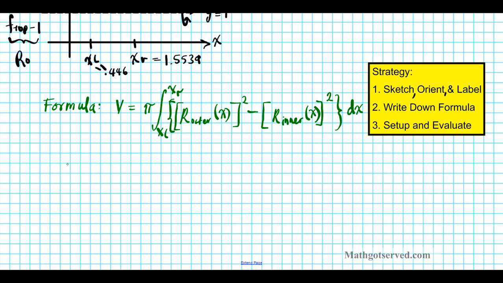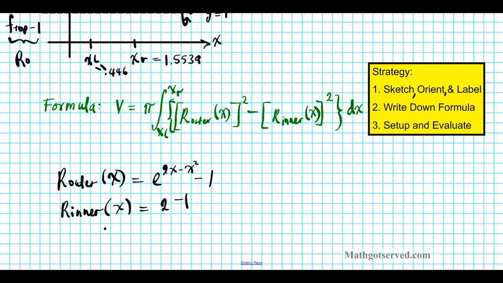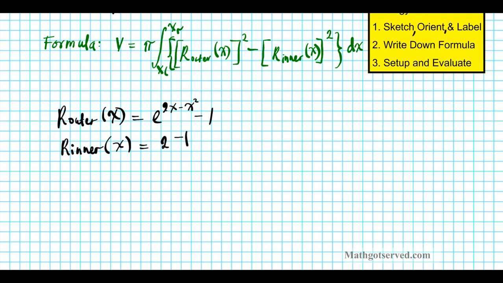Let's write it down. Our r outer as a function of x is going to be f top, the original function, e to the 2x minus x squared, minus the axis of rotation, which is 1. And then our r inner as a function of x is going to be 2 minus 1. All we simply do is put all these into our formula.